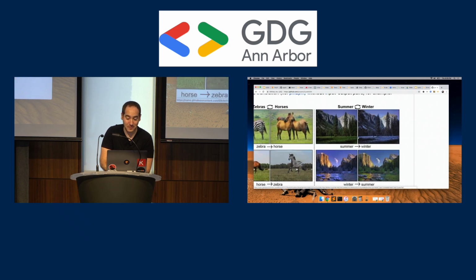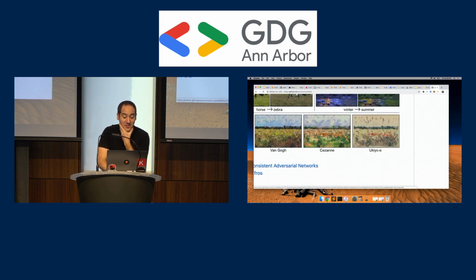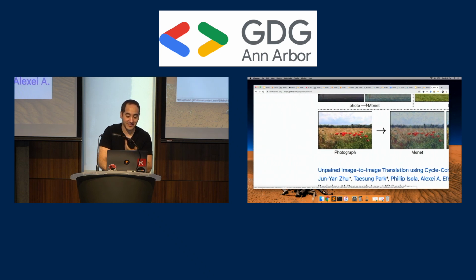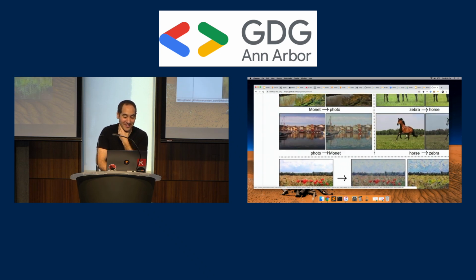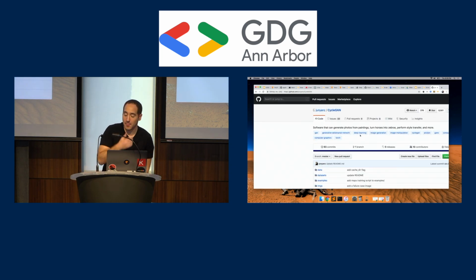It can also do really trippy things like this, summer to winter, day to night. It's nuts. You can also convert between different artists. And again, there's no way to collect a data set for that. You can do photographs to artists. It's great. So CycleGAN is beautiful. Anyway, a couple weeks and we should have it done.